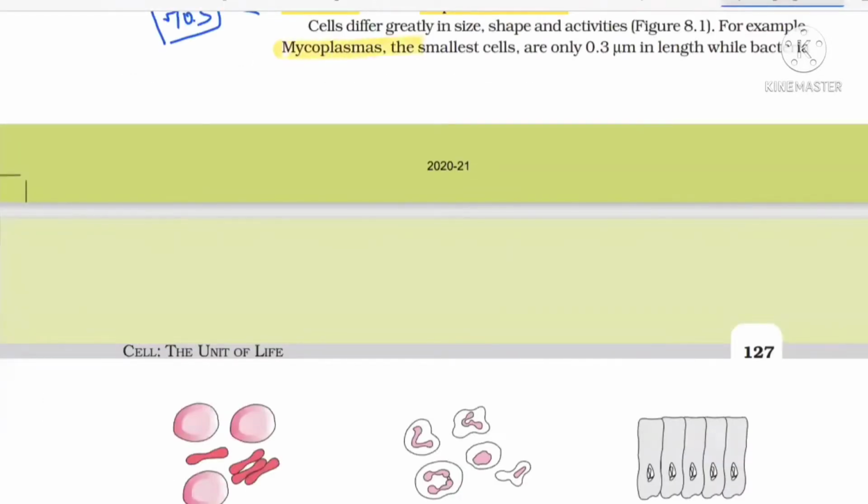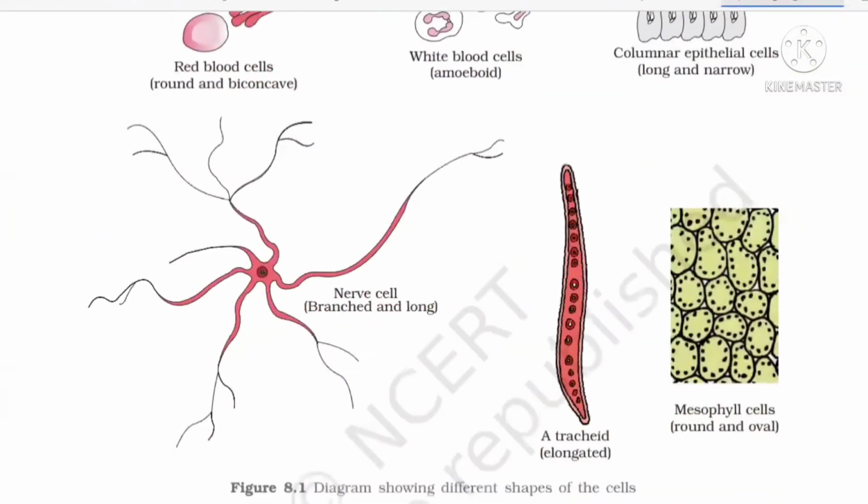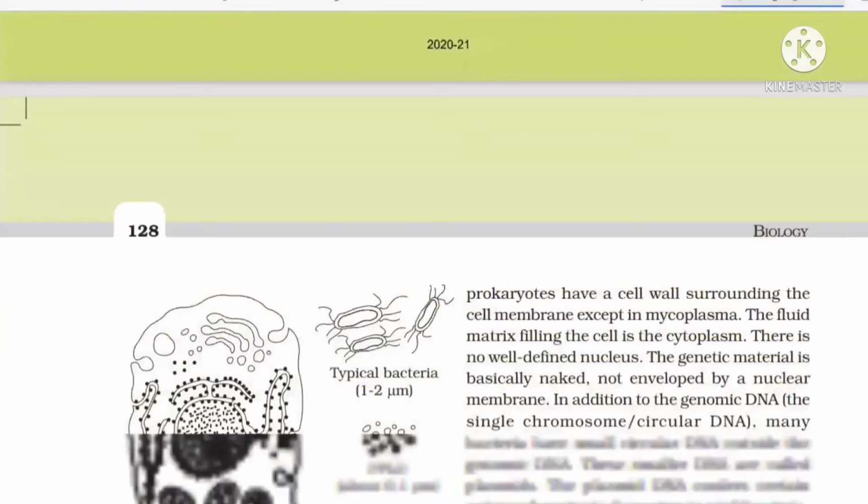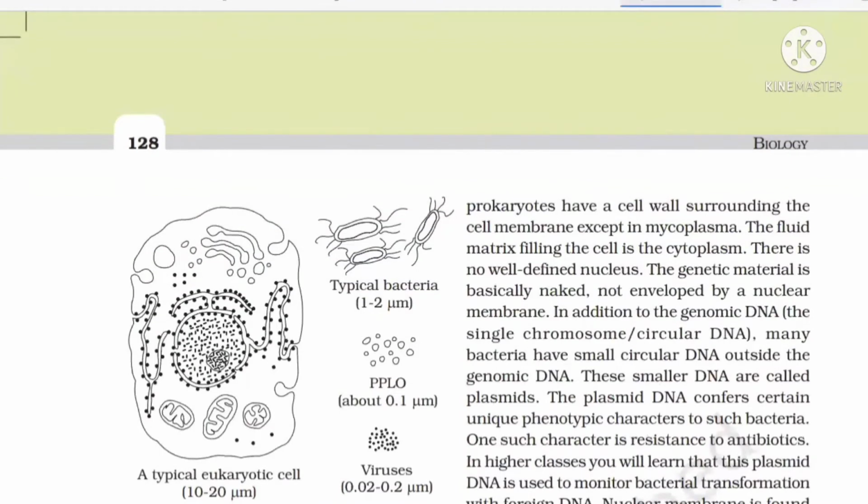Mycoplasma is the smallest cell. Please learn this much. Now listen to how the question is asked. Bacteria is given as 3 to 5, and here typical bacteria is given as 1 to 2. So please remember, when they ask typical bacteria in the question, the answer will be 1 to 2. If they ask only bacteria, then it will be 3 to 5.